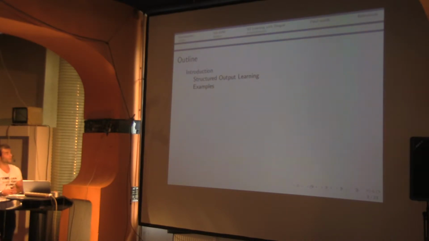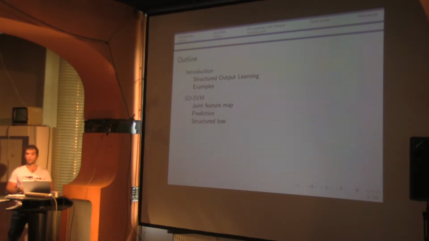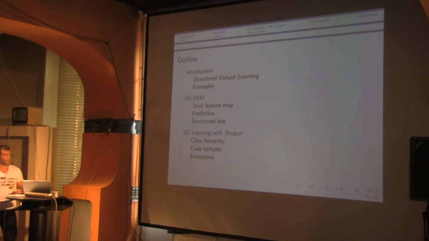So a little bit of an outline of the talk. At the beginning, I will introduce structured output learning in general and give some examples where it has been applied or where you can apply it, motivating examples of the method. Later, I will go into a particular method to do structured output learning that is based on the SVM idea, support vector machines. I will describe some parts of this method, and later I will make some examples of how to use the structured output learning framework in Shogun.